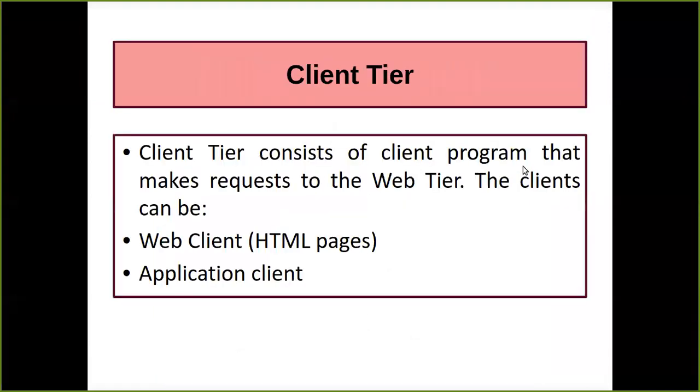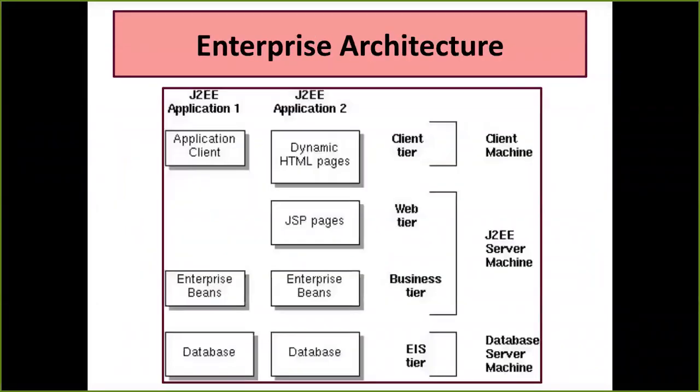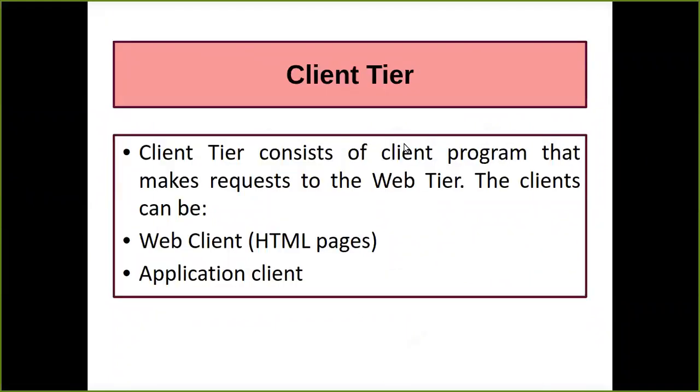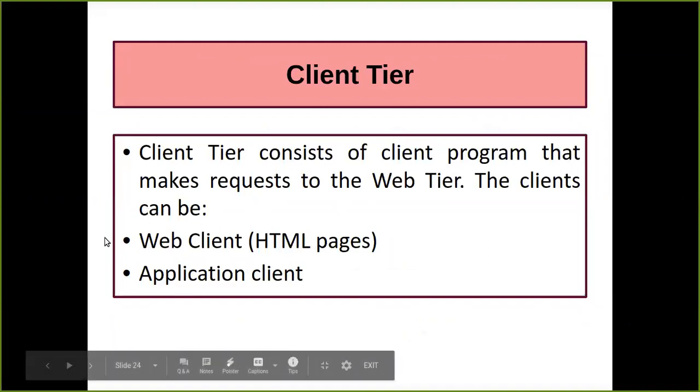So when we talk about the enterprise architecture, the very first layer is your client tier. We know that it is going to run on the client side, and we have two things in it. If you look closely, you will find that we have two options over here. One is your application client and one is your dynamic pages. So these two are both coming into your client tier. Okay, so here what they're saying is that it is going to help me to have these two things.